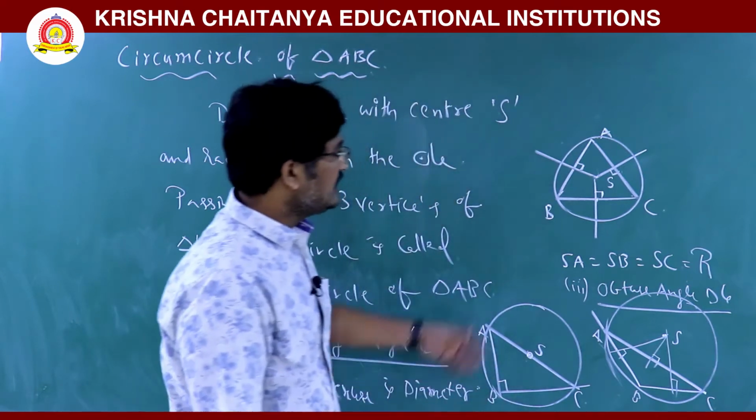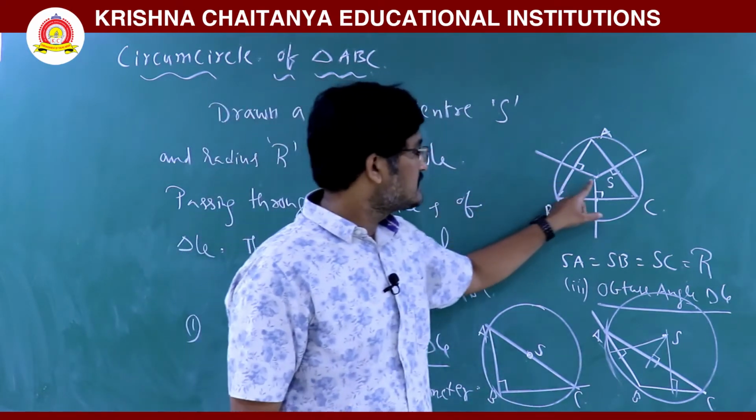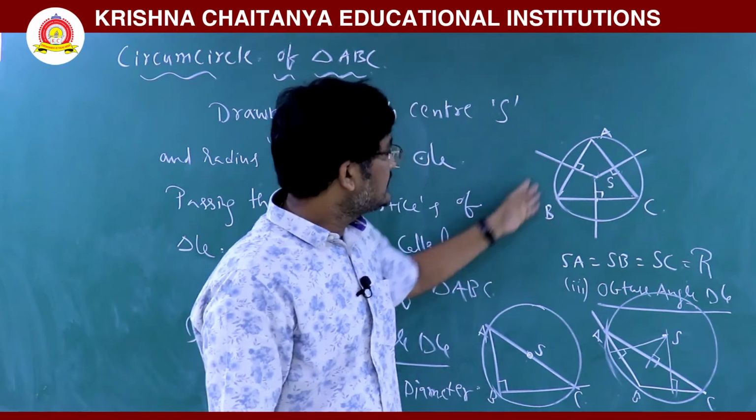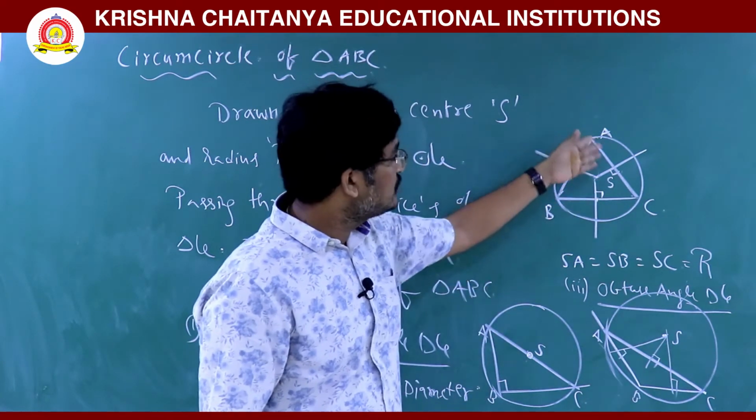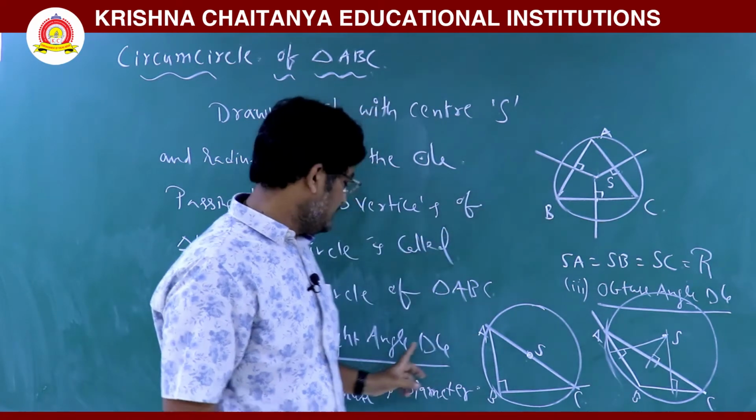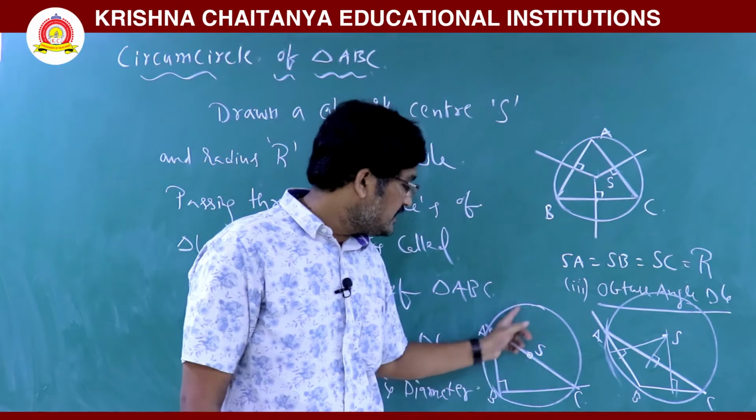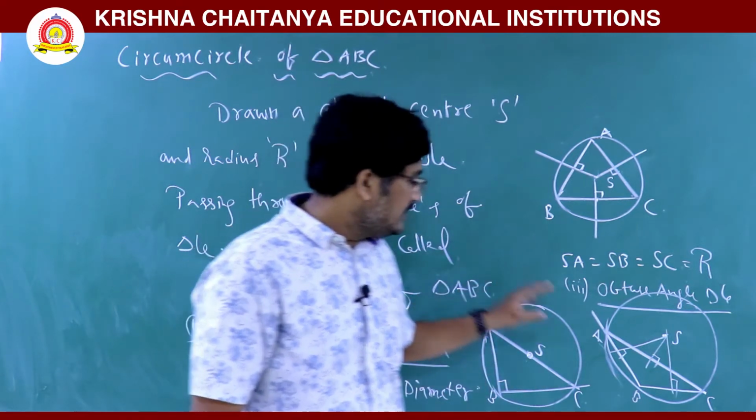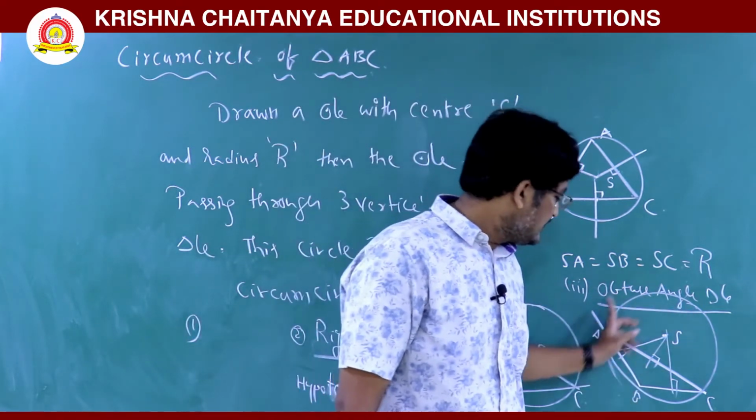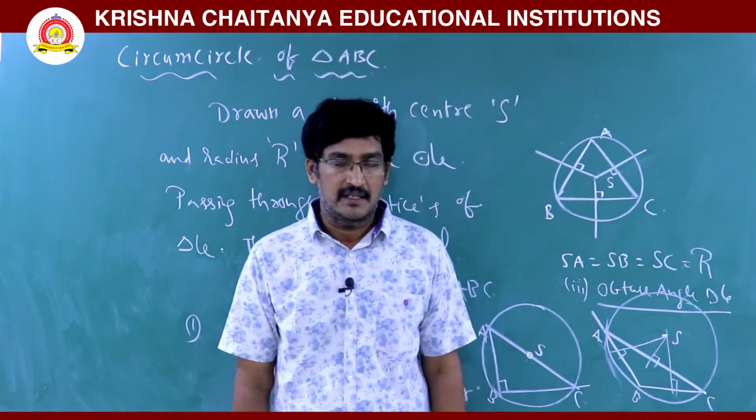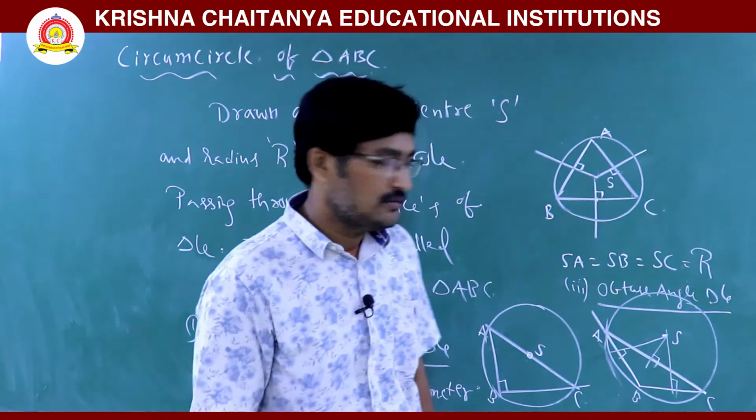For an acute angle triangle, no special observation, the circumcenter just lies inside the triangle. That circle passes through the three vertices of the triangle. In the right angle triangle, the hypotenuse is the diameter of the circle. In an obtuse angle triangle, the circumcircle will be huge. You have to remember all these things, please. Let me solve some riders now. Okay, see.